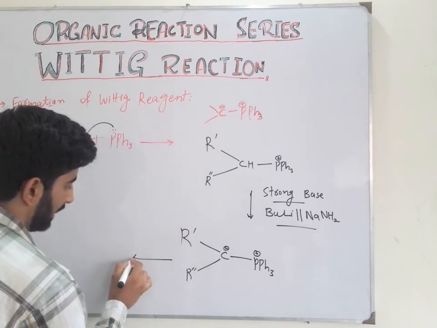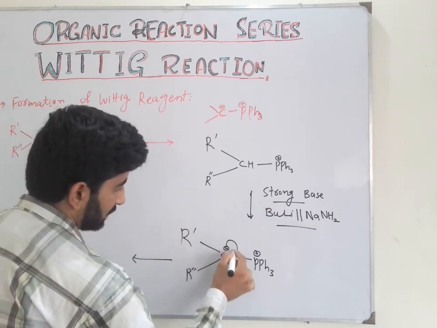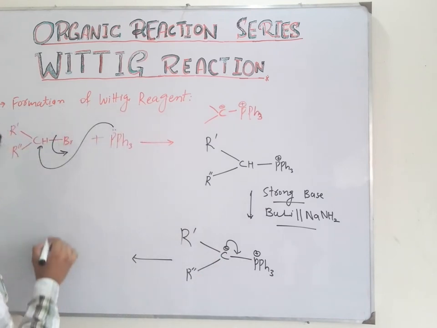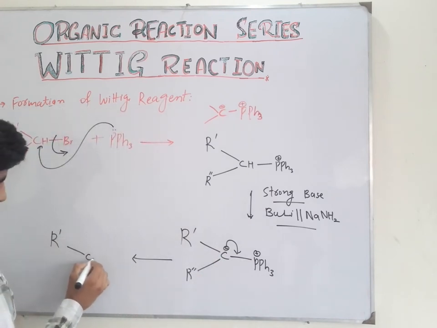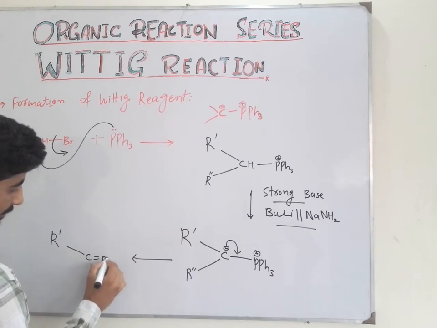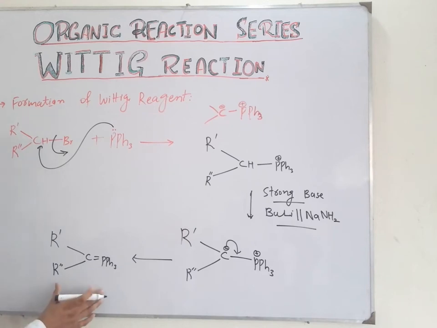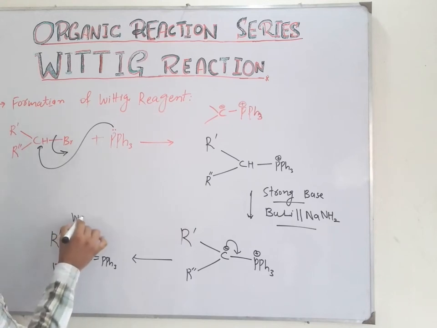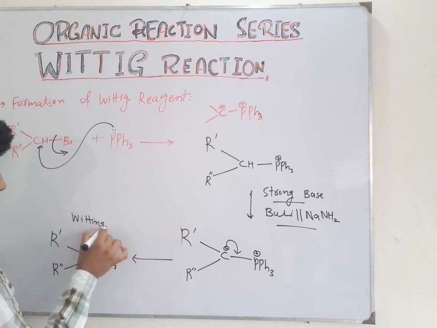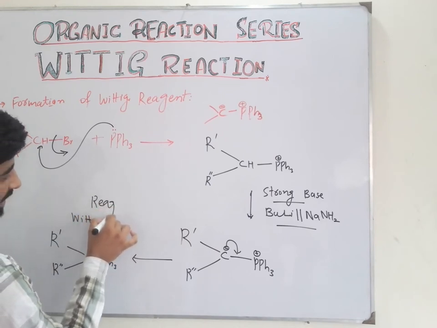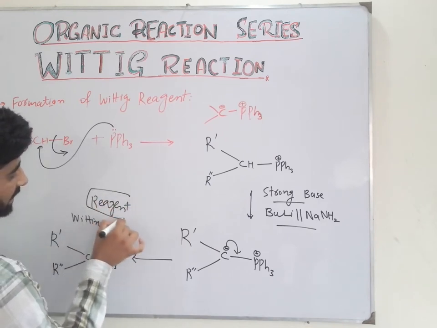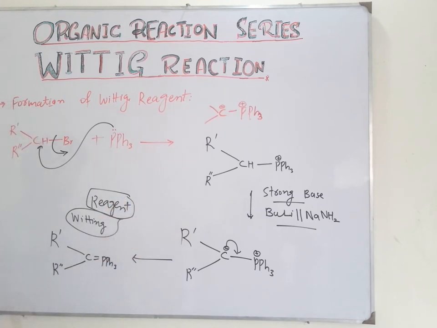We can also write ylide as carbon double bond PPh3 and R prime. So this is called Wittig reagent, that is used in the Wittig reaction for the preparation of alkenes from aldehydes and ketones.